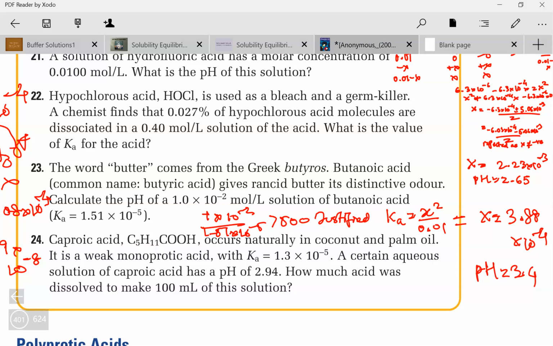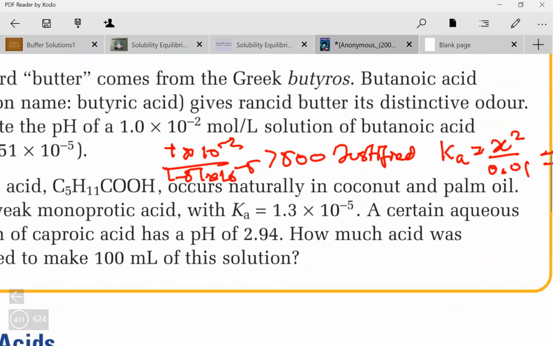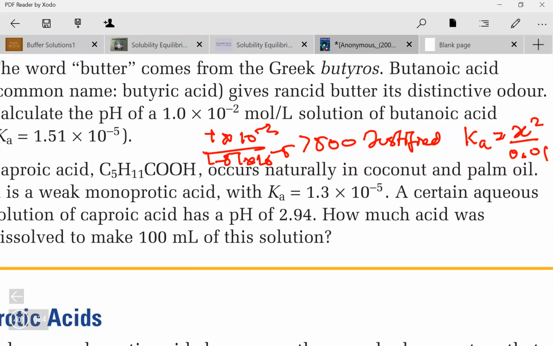Done. Okay, so this is an interesting question. Caproic acid occurs naturally in coconut and palm oil. It's a weak monoprotic acid. Ka is that. A certain aqueous solution has a pH. How much acid was dissolved to make 100 milliliters of the solution? Fascinating. We have to calculate the initial concentration of acid. We're given Ka and pH. So this is, again, quite elementary.